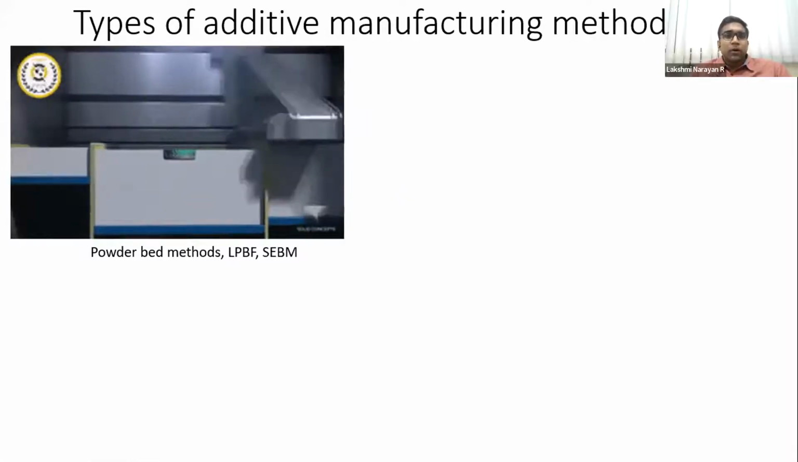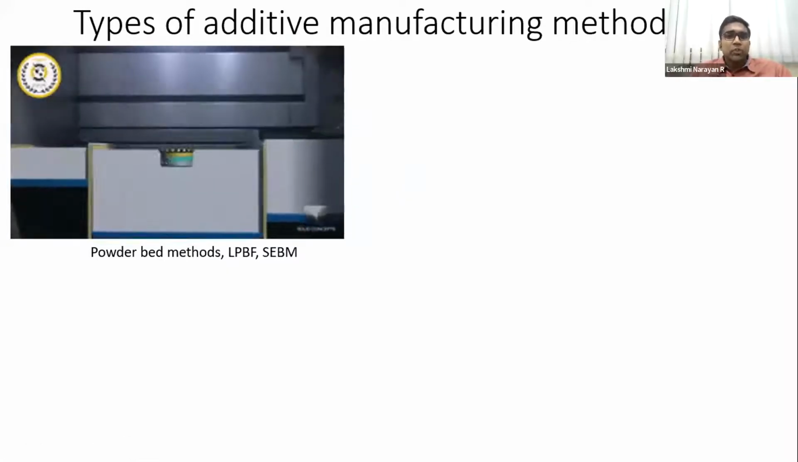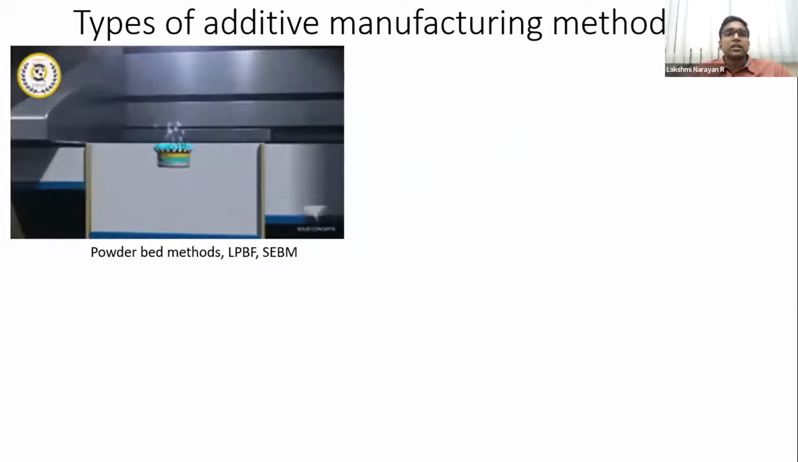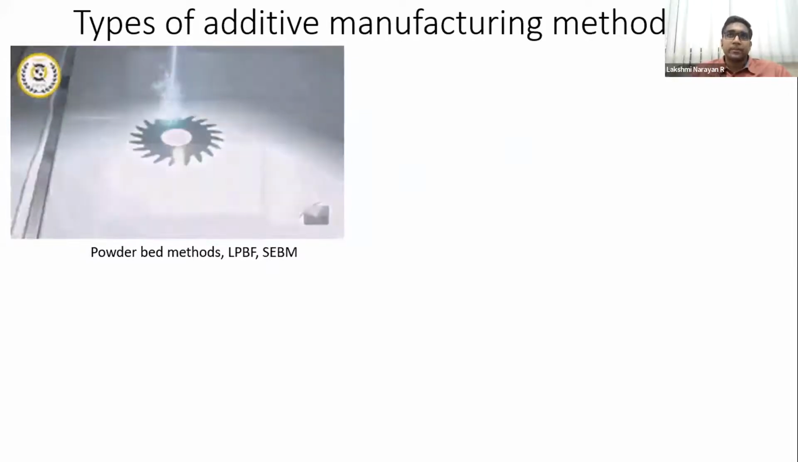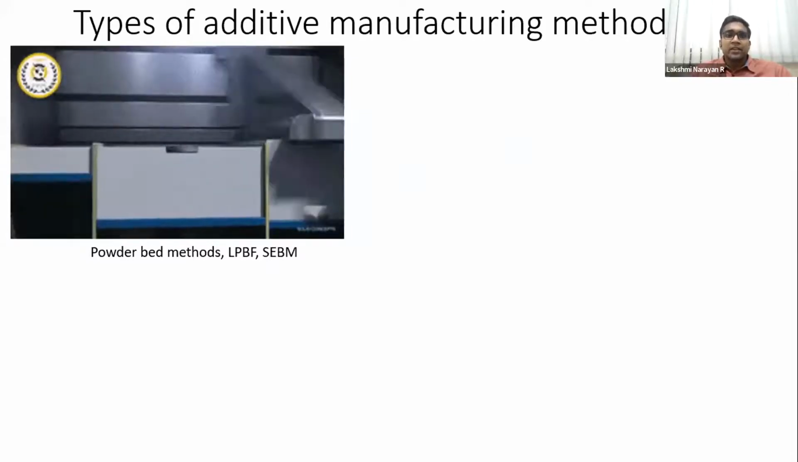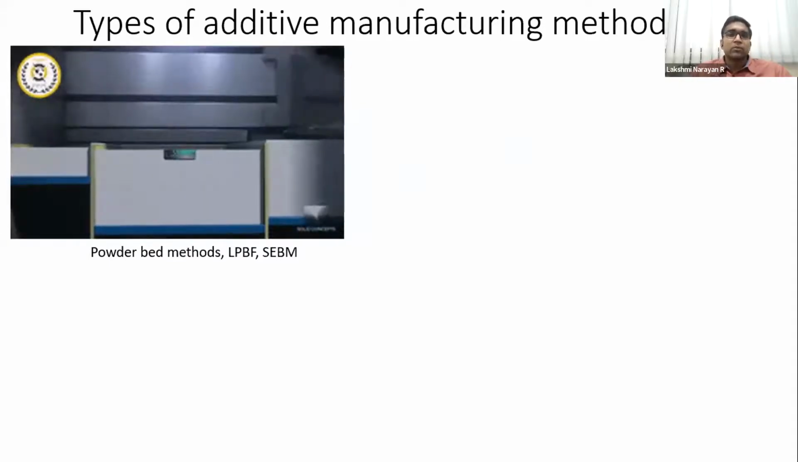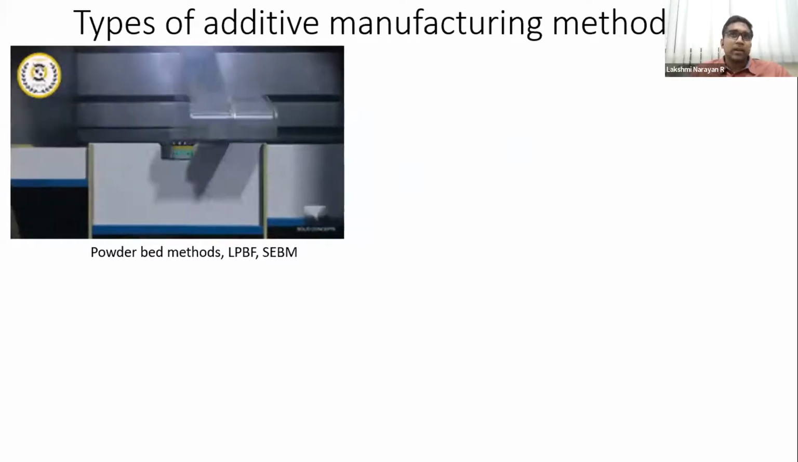Anyway, the point is that the most popular one that we have is called the laser powder bed fusion method, and generally these are powder bed methods. This is the most popular one. You also have selective electron beam melting.